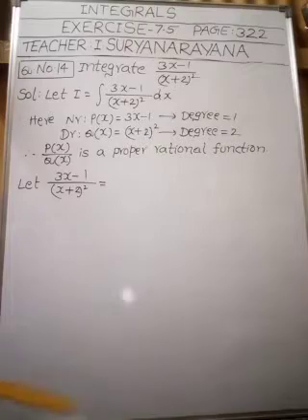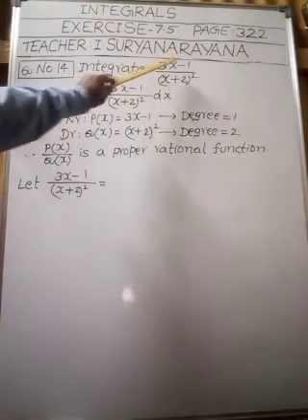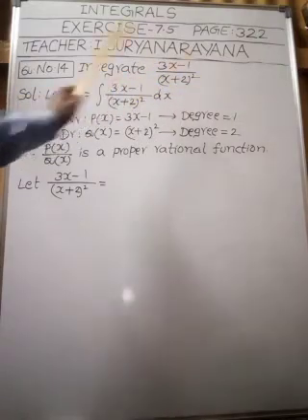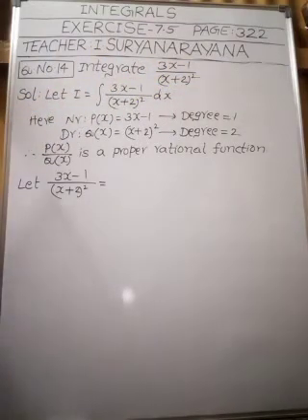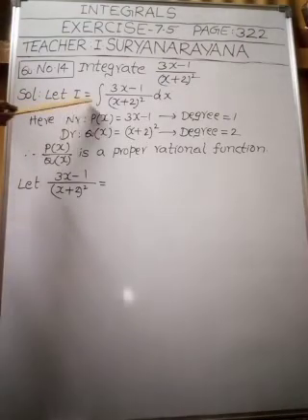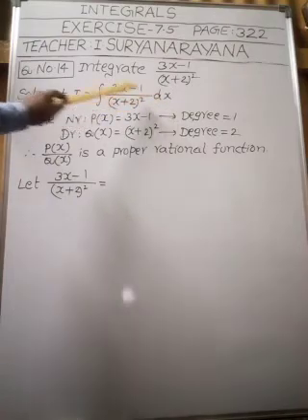Now come to the next question, my children. Question number 14. Integrate 3x minus 1 by x plus 2 whole square. Understood this question, my children? Right. Come to the solution part. Let I is equal to integral 3x minus 1 by x plus 2 whole square dx.